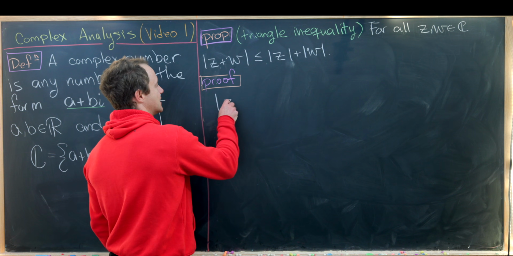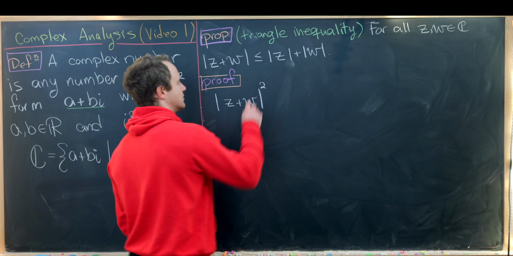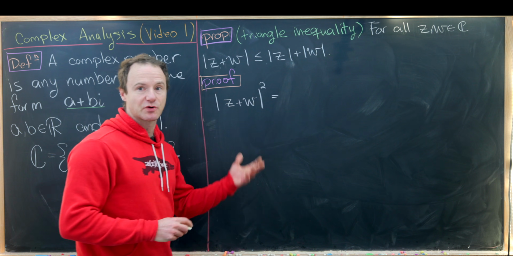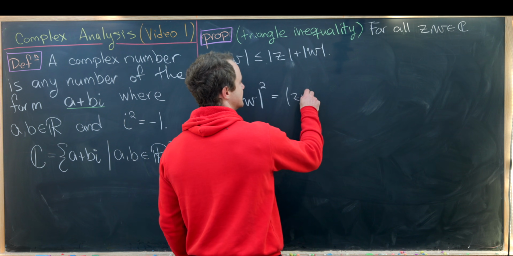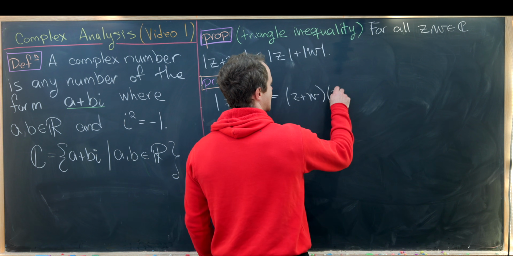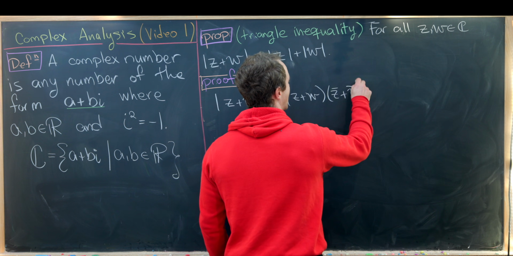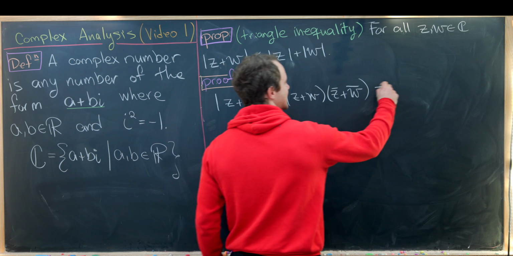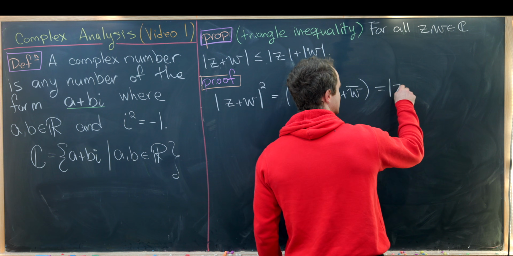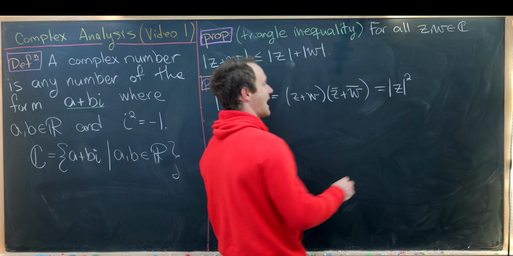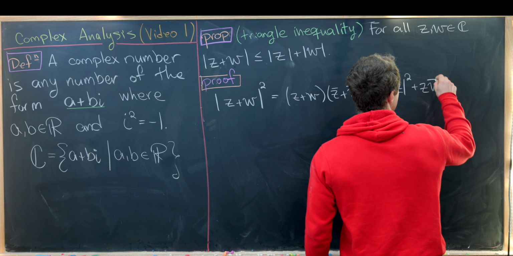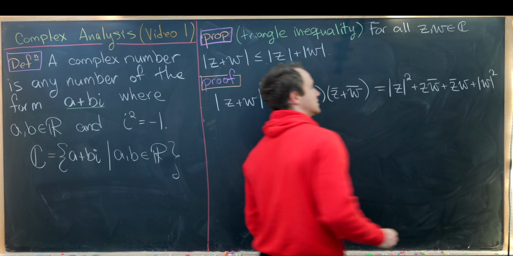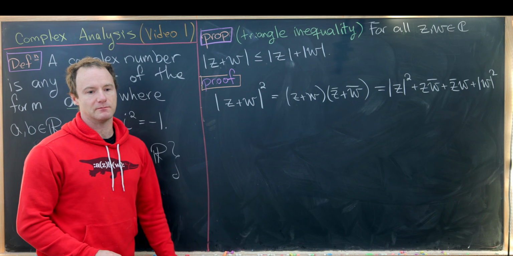Okay, so that being said, we've got the modulus of z plus w squared. That'll be the thing that we work with. So by our last proposition, we know that that is exactly equal to (z plus w) times the conjugate of (z plus w). But I can distribute that bar over the z and the w. Now multiplying this out, I get z times z bar, which is the modulus of z squared. And then I'll have z times w bar plus z bar times w plus w times w bar, which is the modulus of w squared. So that's what I get from multiplying that out.